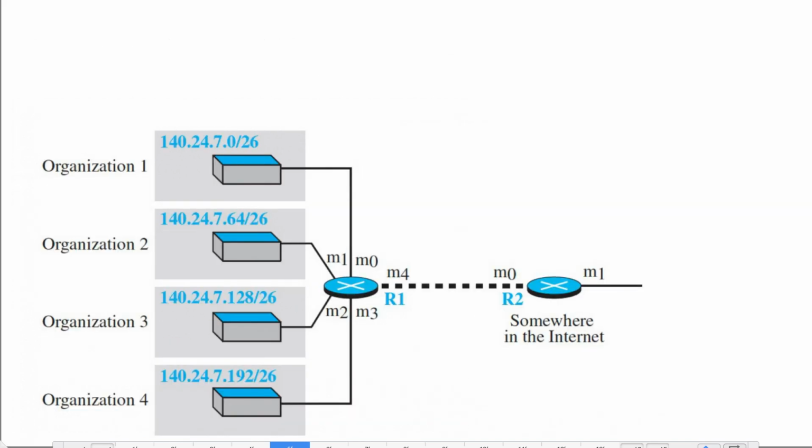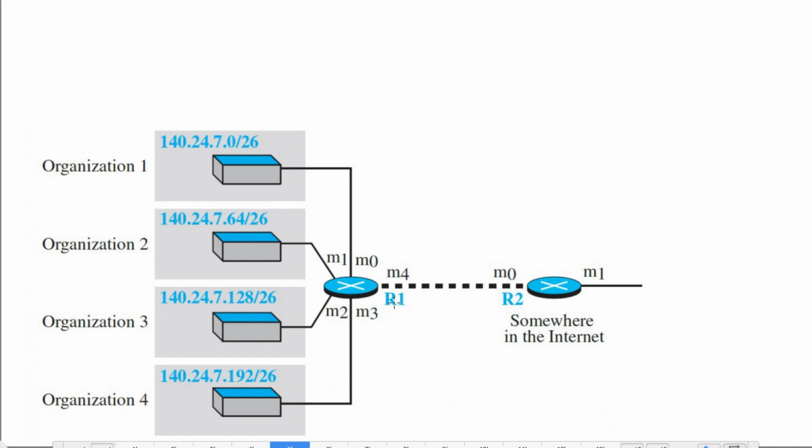Now let's see this scenario. I have two routers, R1 and R2. R1 is connected to 4 networks which are like this. R2 is connected to R1 which is like this. So for R2 there are two interfaces, M0 and M1. For R1 there are 4 networks, in fact 5 interfaces, M0, M1, M2, M3 and M4.